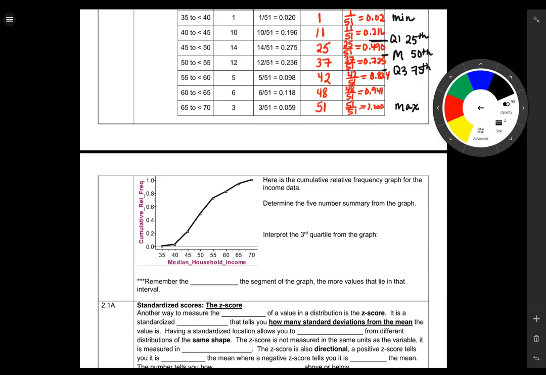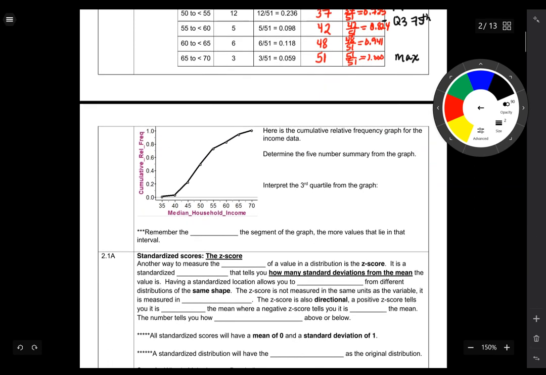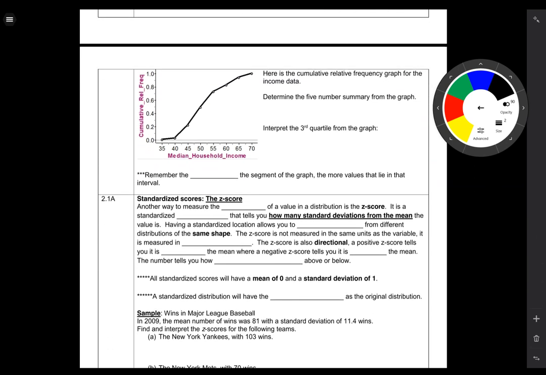cumulative relative frequency table. Okay, so now we are going to determine the 5-number summary from the graph. So actually from the graph if we didn't have the table. Looking at the graph, the title is median household income along the horizontal axis, and along the vertical axis you have the cumulative relative frequency. So those are your decimals that we had on the previous page. We are going to take those main decimals, the 25th percentile, 50th percentile, 75th percentile, and then plot those, and also the minimum and maximum.